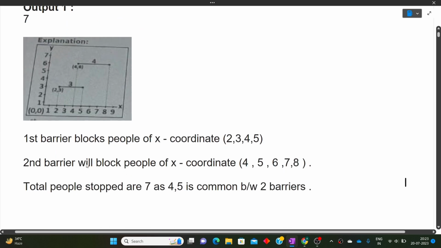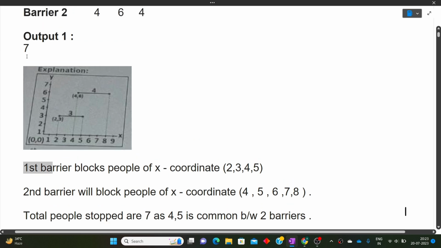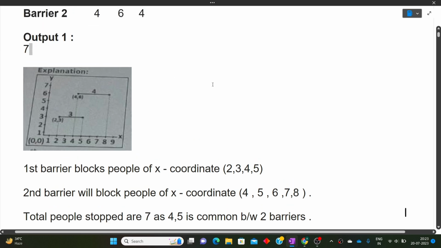Okay, and again here is the explanation that is given, that the first barrier will block people from 2 3 4 5, the second barrier will block people from 4 5 6 7 8, but here 4 5 are common and only one person is standing at one particular point, so he will be blocked either by the first barrier or by the second barrier. So the total number of people that will be blocked by these two barriers will be 7, and 7 is our output only. So I hope now the question is clear to you.